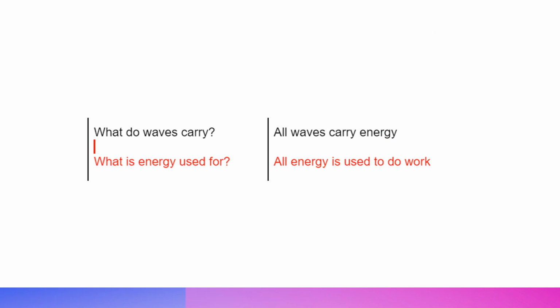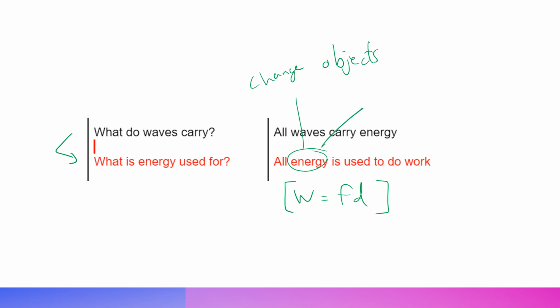Now, understanding what energy is, if we talk about energy and what waves are carrying, we need to understand what energy is. And what is energy used for? Energy is used to do work. In physics, we say work equals force times distance. But that is one way we have of defining energy. Remember that energy can change objects. Energy can also change environments.